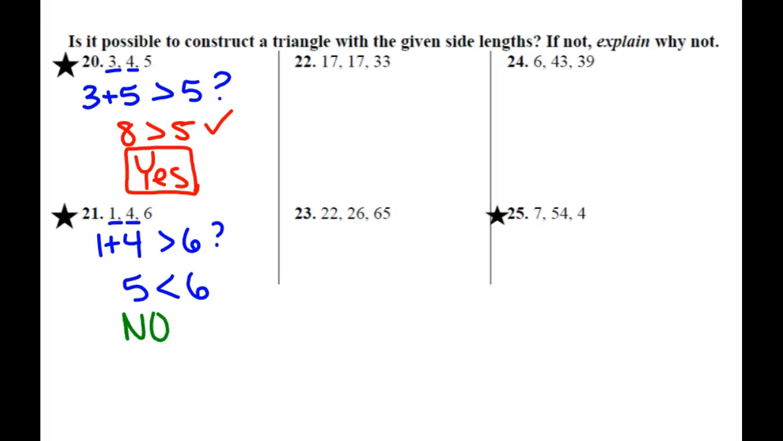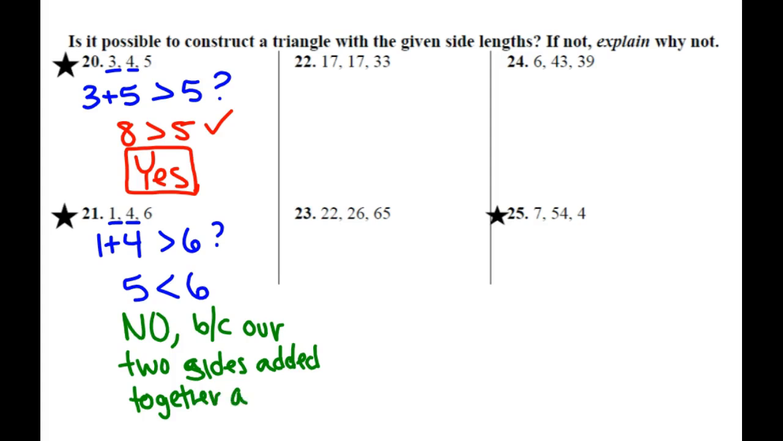We cannot make a triangle because our two sides added together aren't larger than the third side. Now I'm only going to give this explanation once, and whenever it happens again, I'm just going to refer back to that explanation because I know you probably don't like writing that much either.